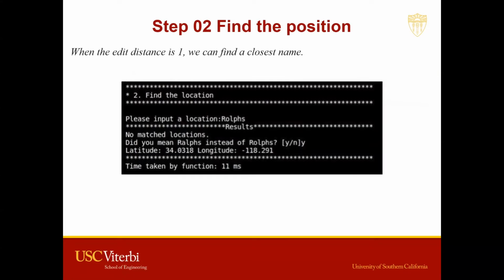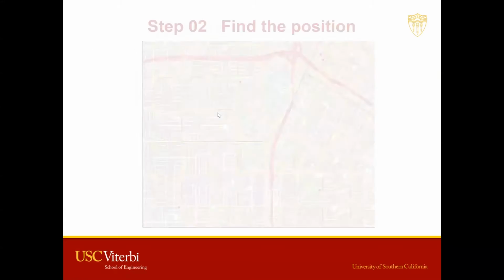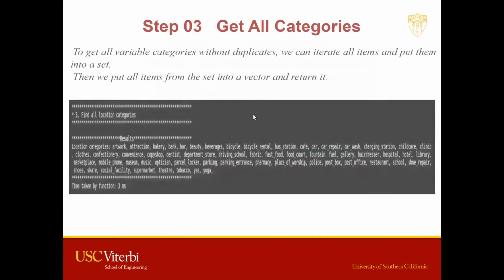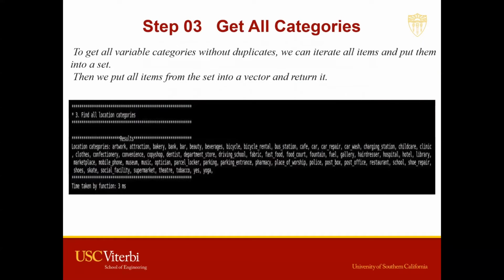When the edit distance is 1, we can find a closest name. Here is a screenshot of what comes out when we enter refs. For step 3, to get all categories without duplicates, we iterate all items and put them into a set. Here is a screenshot of the output of all our location categories.